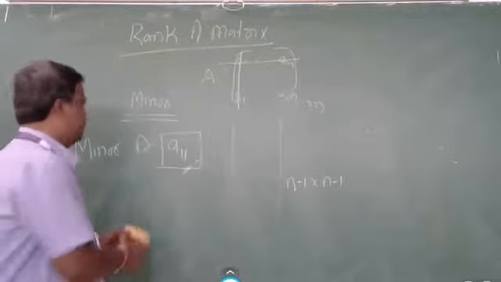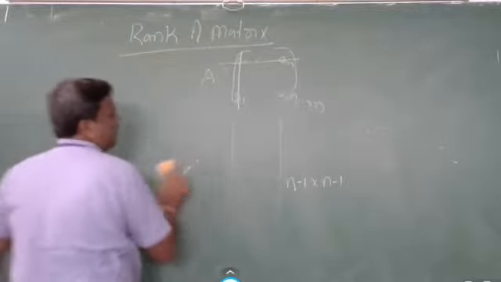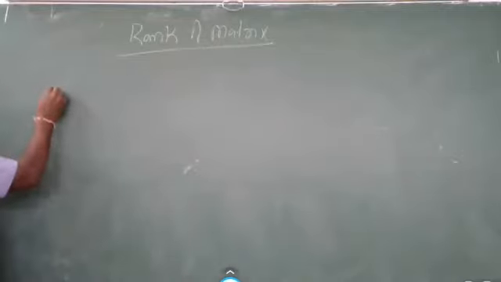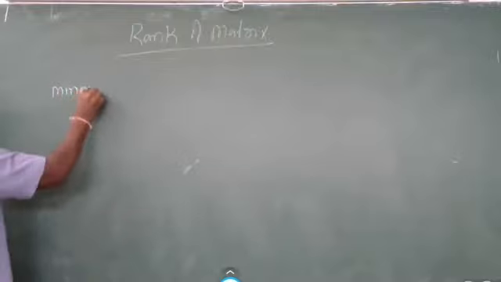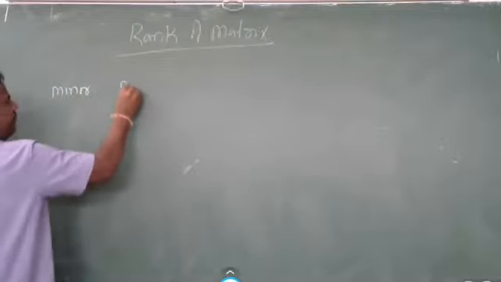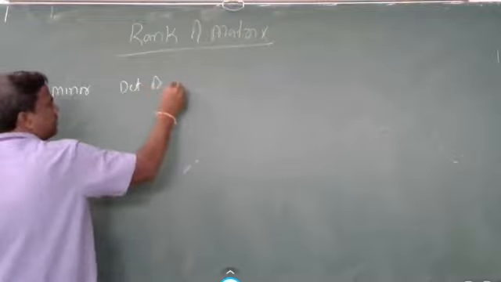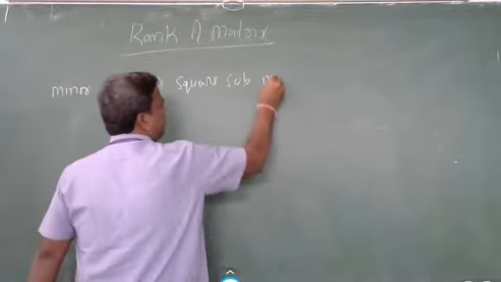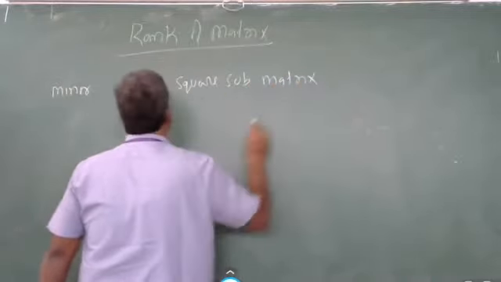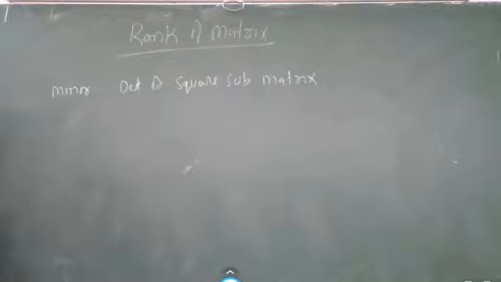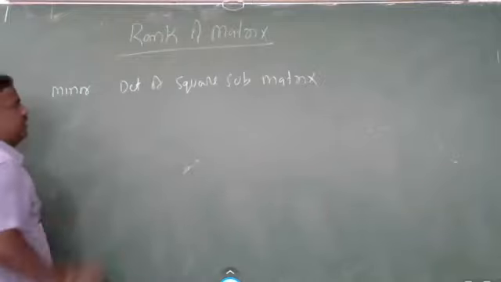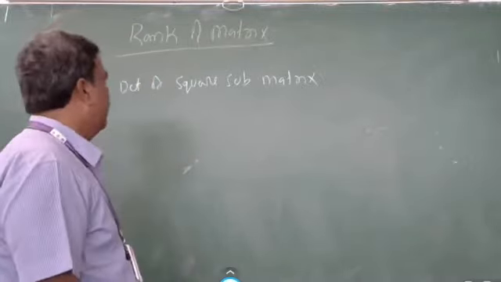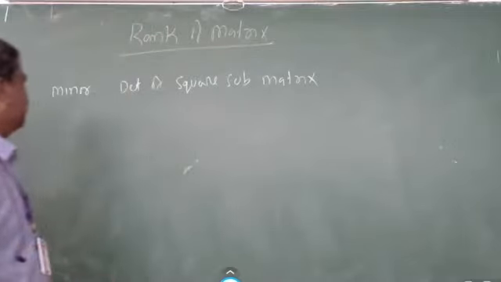In simple words, the minor means the determinant of a square submatrix. The simple definition for the minor is the determinant of the square submatrix. So note down this definition of minor.